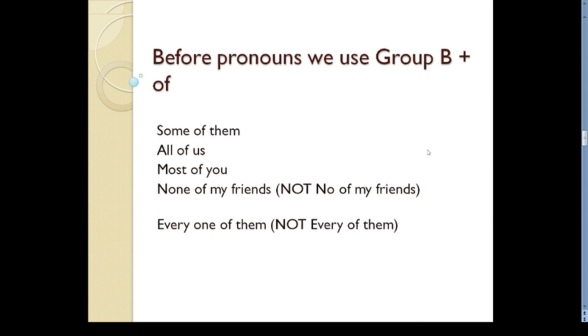Now, before a pronoun, we have to always use a structure with of. Consider this example. Some of them. We cannot say some them. All of us, not all us. Most of you, not most you.